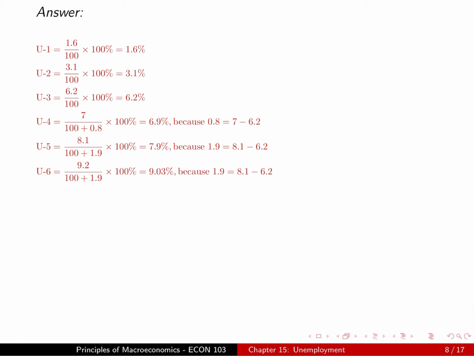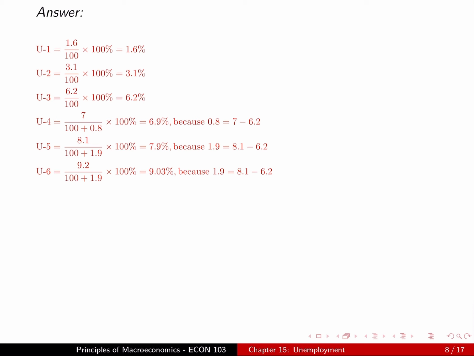U5, we take the number of unemployed plus all marginally attached workers divided by the number of civilian labor force plus all marginally attached workers. That is 8.1 divided by 100 plus 1.9 and times 100%, which equals 7.9%. Note that the number of marginally attached workers comes from the total number of unemployed plus all marginally attached workers minus the total number of unemployed. That is 8.1 minus 6.2 equals 1.9.